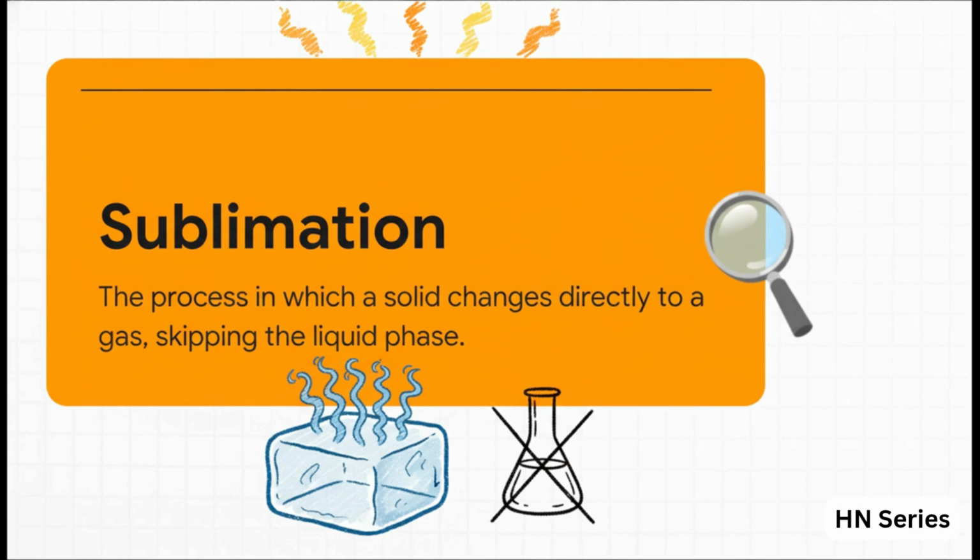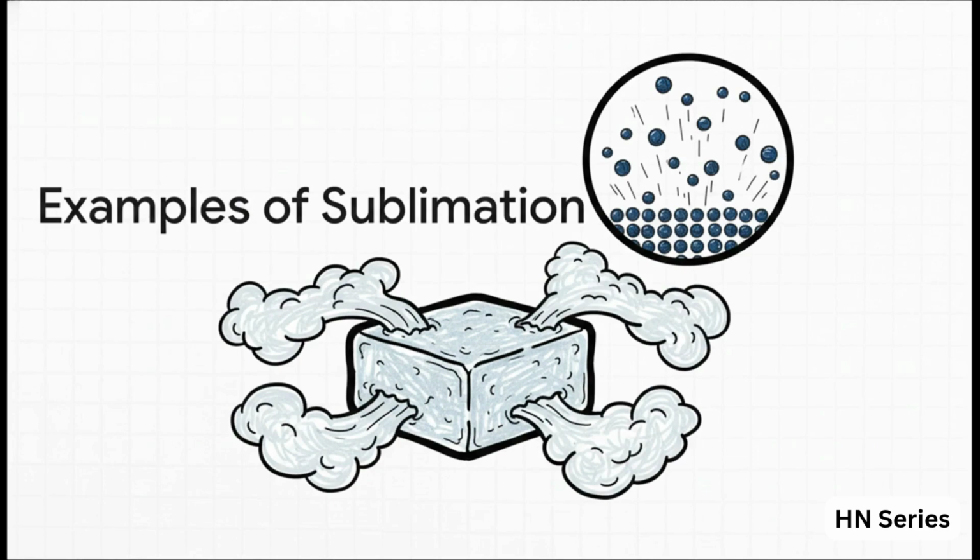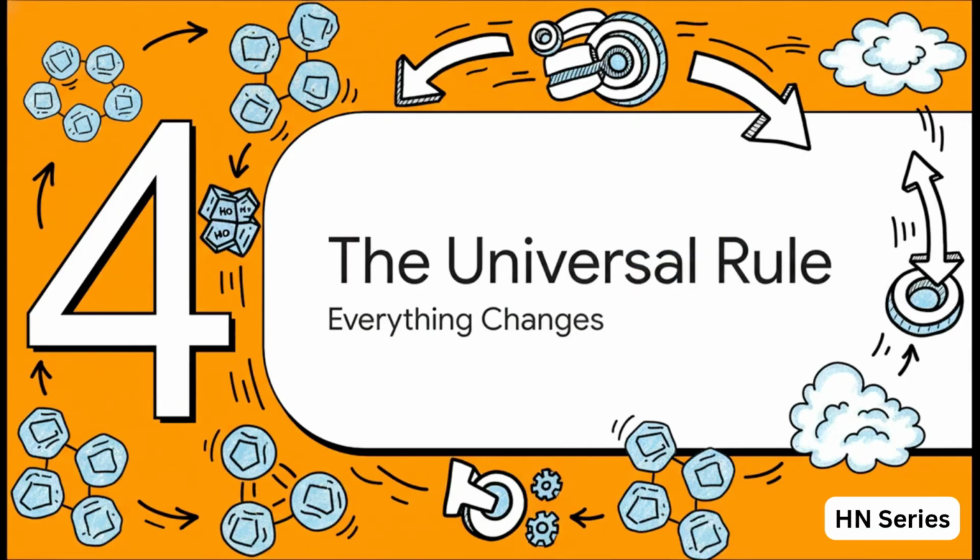It happens when the particles in a solid absorb enough energy to not just break free and slide around, but to completely overcome all the forces holding them together and just launch directly into the gaseous state. The most famous example, of course, is dry ice. That spooky fog you see pouring off it, that's not smoke. That's solid carbon dioxide turning directly into CO2 gas. It completely skips being a liquid. How cool is that?